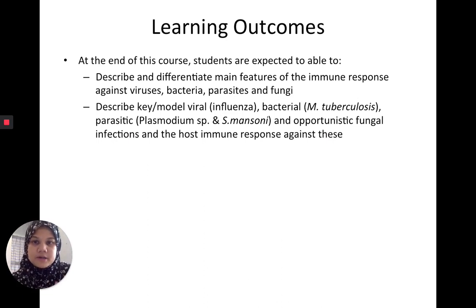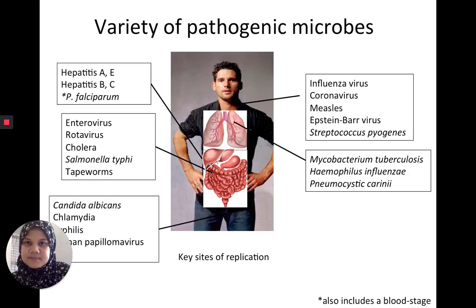So we're going to talk about influenza. Obviously, because of the coronavirus, we'll also touch a bit on the coronavirus, but more in detail about influenza. We'll talk about tuberculosis for a bacterial infection, and we'll talk about Plasmodium and Schistosoma for parasites. And then we'll touch a little bit on some opportunistic fungal infections and how the immune response differs against these.